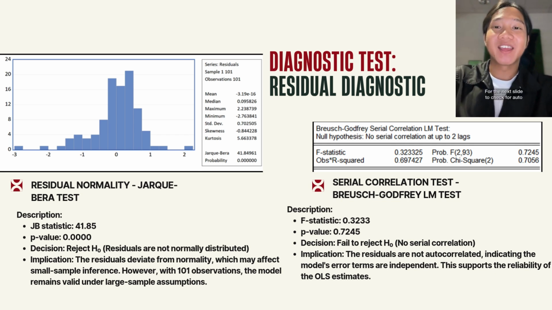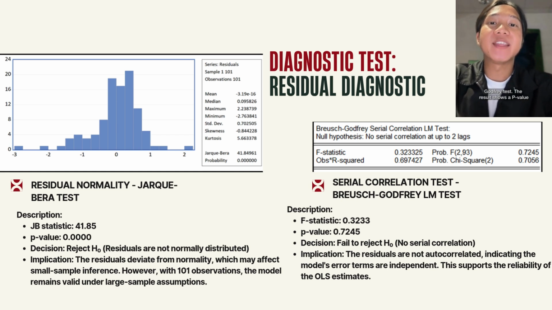For the next slide, to check for autocorrelation, we use the Breusch-Godfrey test. The result shows a p-value of 0.7245, which is greater than 0.05, so we fail to reject the null hypothesis. This suggests that our model does not suffer from serial correlation and the residuals are independent.